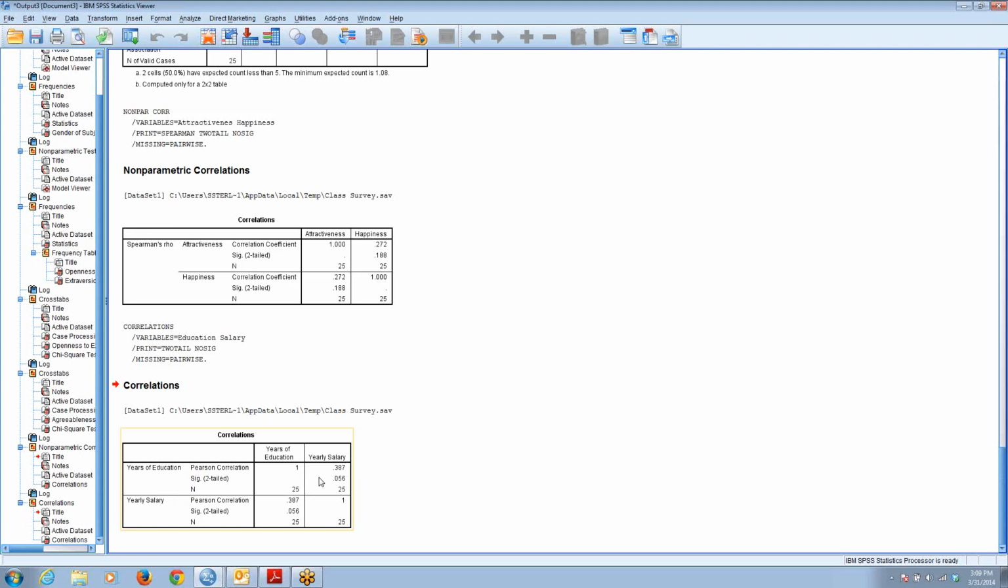But over here, this is years of education correlated with yearly salary. The Pearson correlation is 0.387. So the way you'd write that is little r equals 0.387, and then p equals 0.056. Or you could say p is greater than 0.05. And this is just the mirror image of the above one. Here you have the exact same numbers because it's describing the same relationship. Okay, so that's how you do a Pearson correlation.